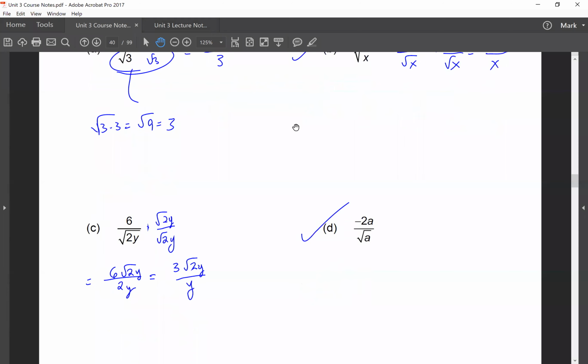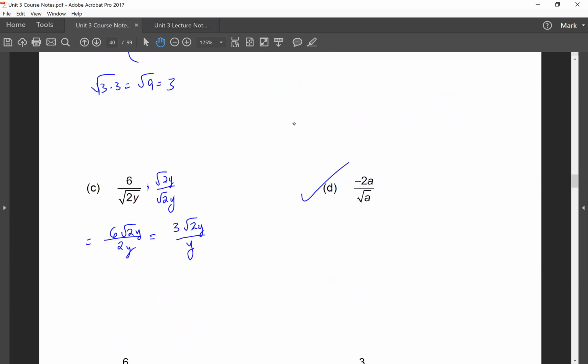Okay, question D. I'm going to multiply that by root a over root a. So I end up getting negative 2a square root a over a. And I can reduce that. So I can reduce the a's. So I would get negative 2 root a. Ooh, that was a nice one. That one worked out to be real good.